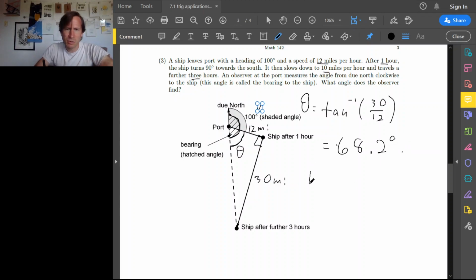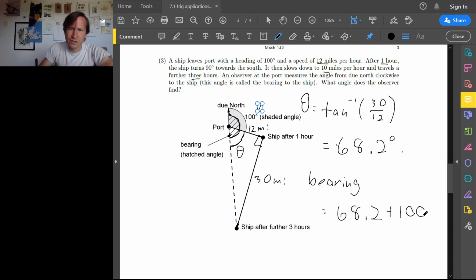And the bearing that we wanted was theta, which is 68.2, plus the 100 degrees. That's this upper arc here. So the bearing that this observer would find is 168.2 degrees. I guess that's a pretty accurate compass if they're measuring tenths of a degree.